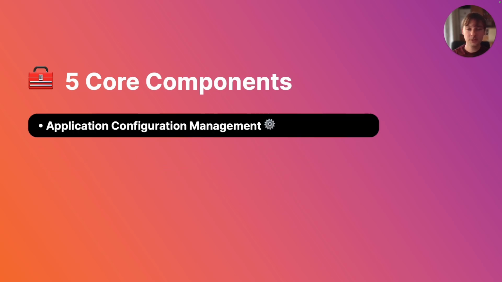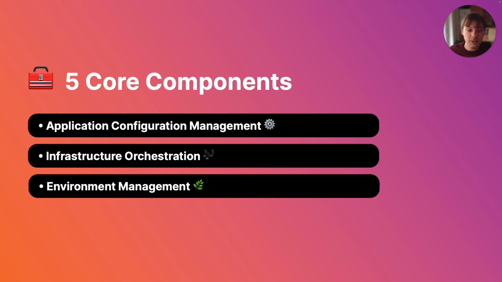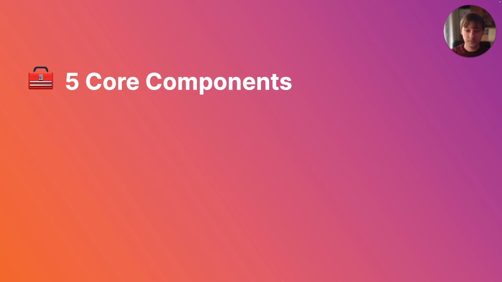So the first one is application configuration management. So this means that we can manage application configuration in a dynamic, scalable, and reliable way. The next one is infrastructure orchestration. So we can orchestrate our infrastructure in a dynamic and intelligent way, and depending on the context as well. The next one is environment management. This means that we enable our developers to create new and fully provisioned environments whenever needed.